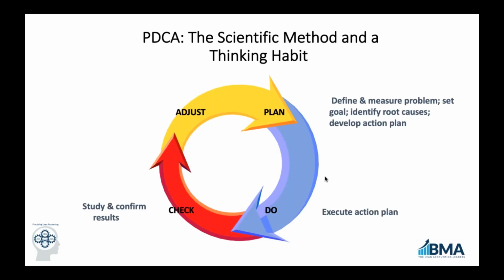So, what's important to remember is that PDCA in lean accounting is sort of the act. The action is applying the PDCA steps in the work routines of your typical accounting processes: payables, receivables, payroll, month end. It's also a thinking habit. And this is where we want the accounting team to think this way.